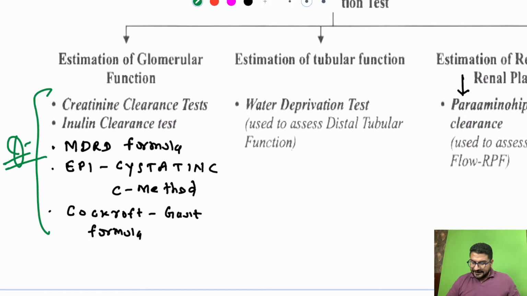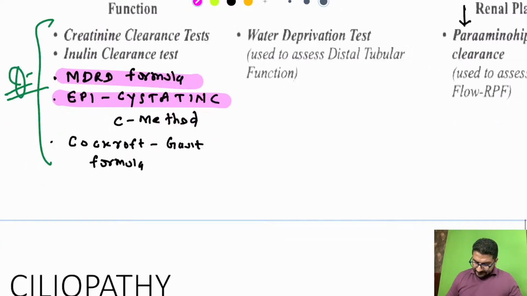Right. What is expected now is EPI and MDRD, because nowadays all KFT reports are based on MDRD and EPI cystatin C method. Done. Now try to understand.